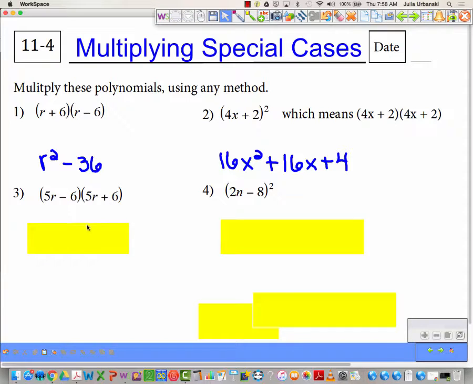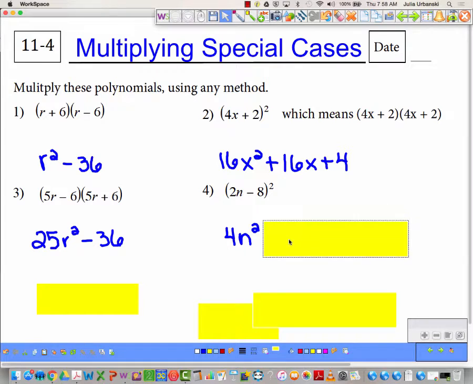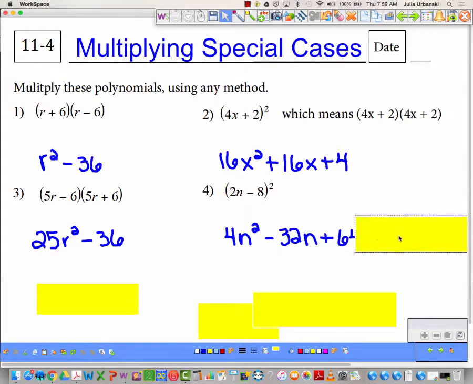Number three, 25r squared minus 30. Good. And number four? What happened with number four? What was your first term? 4n squared minus 32n positive 64. Good. Keep going.